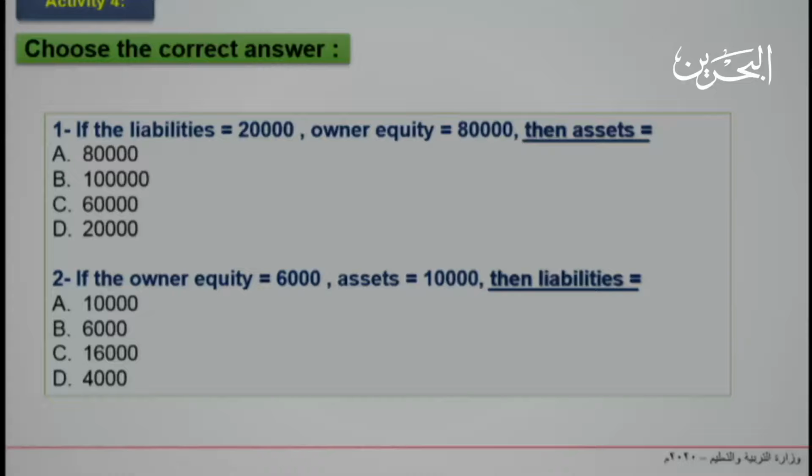Moving to other activity, my dear student, let us read the first one. If the liability is 20,000, this figure for the liability, and the owner equity will be 80,000, then how much will be the assets? The second, if the owner equity is 6,000 and the assets is 10,000, so how much will be the liability? Take a few minutes to think about it.